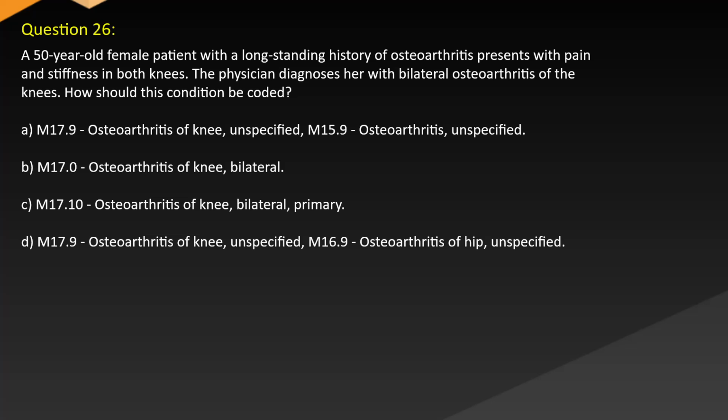A. M17.9. Osteoarthritis of knee unspecified. M19.90. Osteoarthritis unspecified. B. M17.0. Osteoarthritis of knee bilateral. C. M17.10. Osteoarthritis of knee bilateral primary. D. M17.9. Osteoarthritis of knee unspecified. M16.9. Osteoarthritis of hip unspecified.